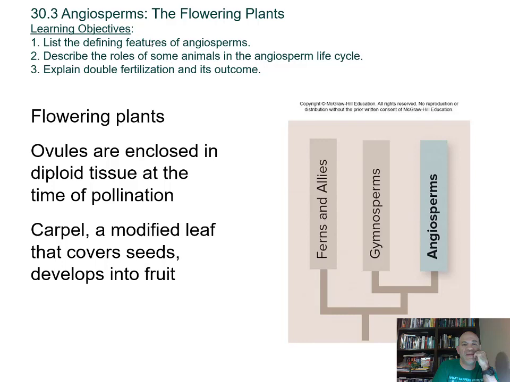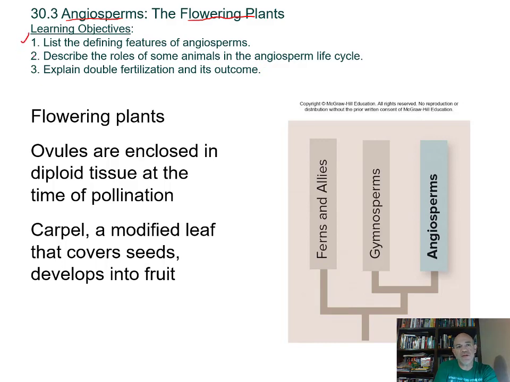So in this section, we're going to be covering the angiosperms, which are the flowering plants. Sperm means seed, and angio means to be covered or encased in, and that's a description of the fruit that develops around the seeds.